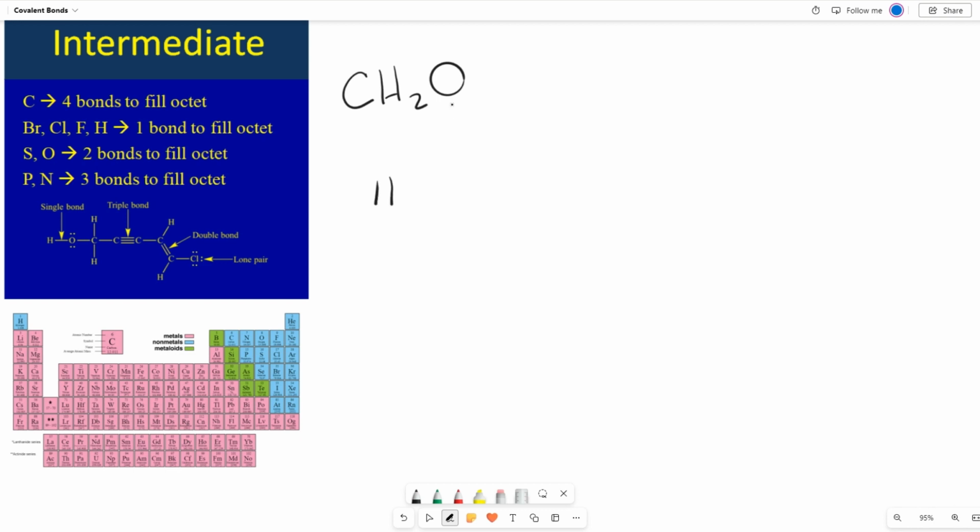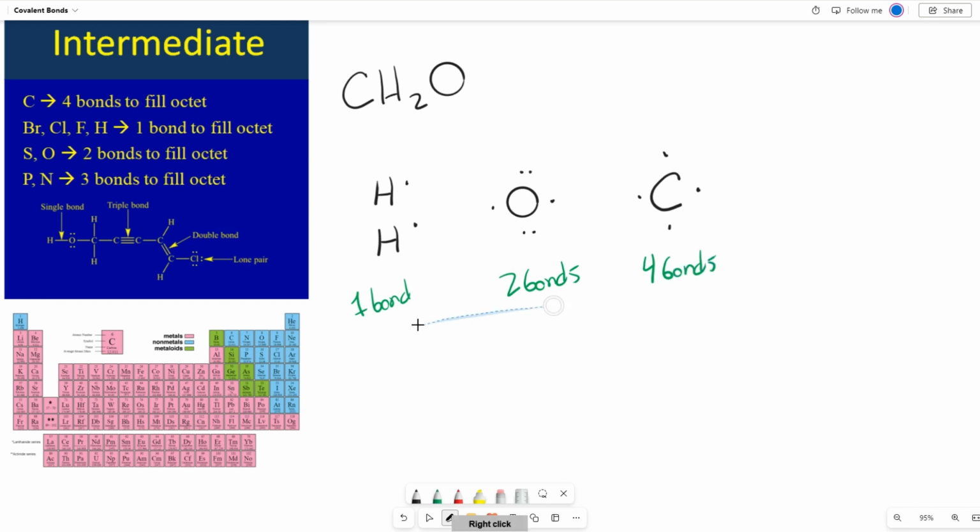So again, if we take a look, each of the hydrogens, they'll each want to make 1 bond. The oxygen, draw its dot structure out. The oxygen will want to make 2 bonds. And then if we draw the carbon out, draw its dot structure, the carbon will want to make 4 bonds. Now you can just kind of think of these as 4 different puzzle pieces, and you have to arrange them so that every atom is making the correct number of bonds.